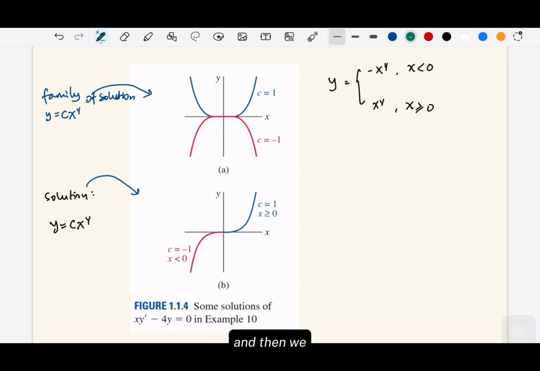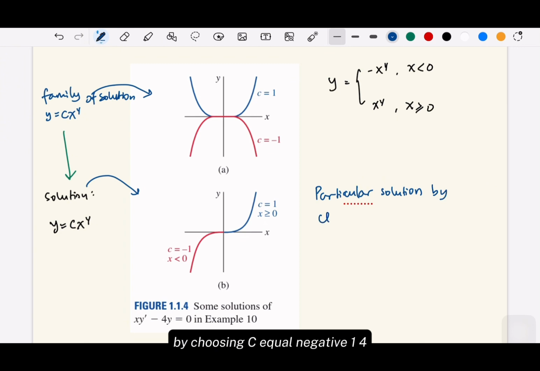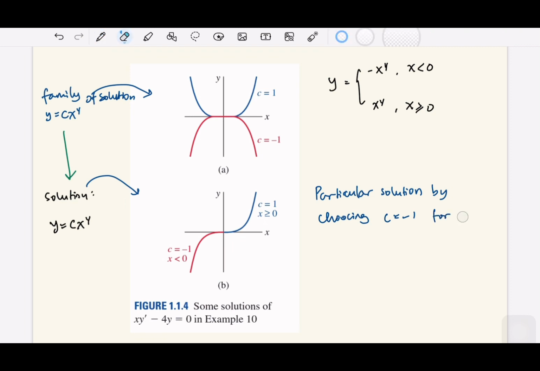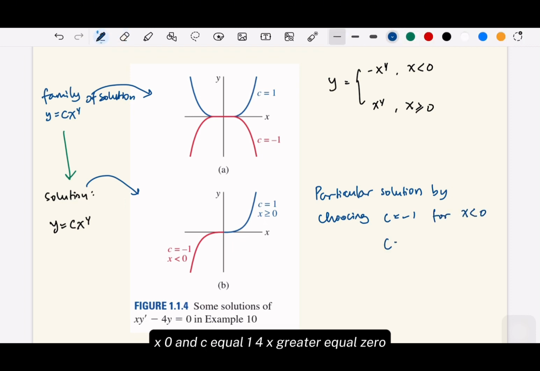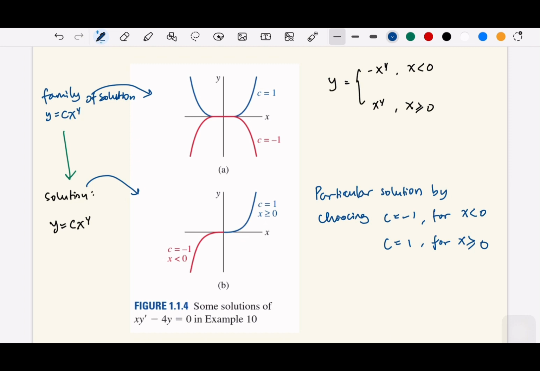And then we make the solutions. So we take the particular solution by choosing c equal -1 for x less than 0 and c equal 1 for x greater than or equal to 0. So this is the particular solution.